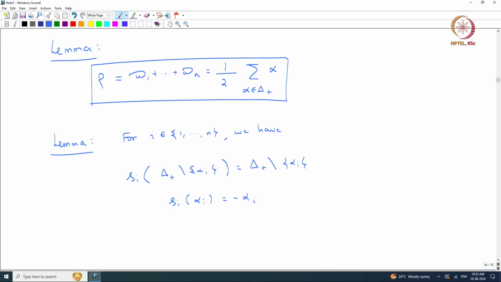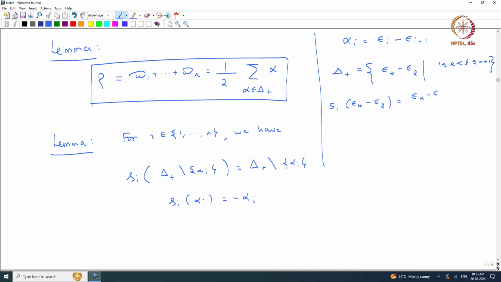So, what this lemma says is that except alpha i, all the positive roots will be mapped to positive roots by s i, and alpha i will be mapped to minus alpha i. That is obvious, and this is very simple. You write alpha i as epsilon i minus epsilon i plus 1, and the positive roots delta plus, in terms of the epsilon i basis, are epsilon k minus epsilon l, where 1 is less than or equal to k less than l less than or equal to n plus 1. Now you simply calculate s i of epsilon k minus epsilon l, and you can see that this will be exactly epsilon k minus epsilon l if k and l are both disjoint from i and i plus 1.